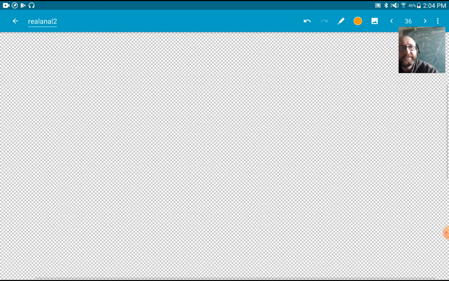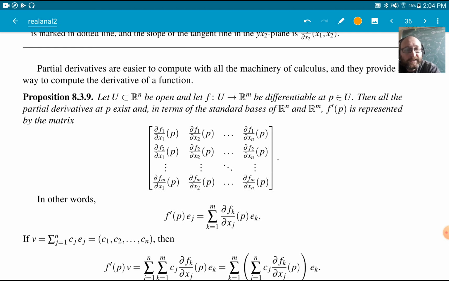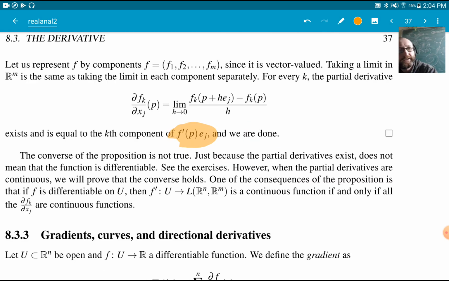Let's go back to the proposition. For example, this is when k was 2, it's the second component in the nth column.